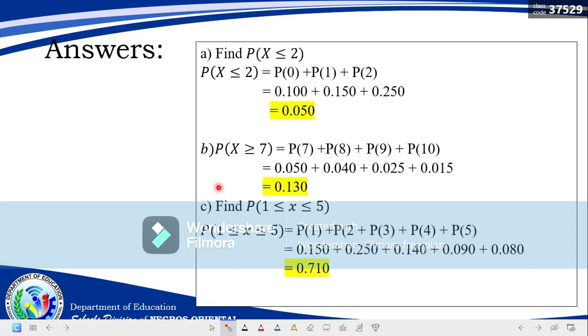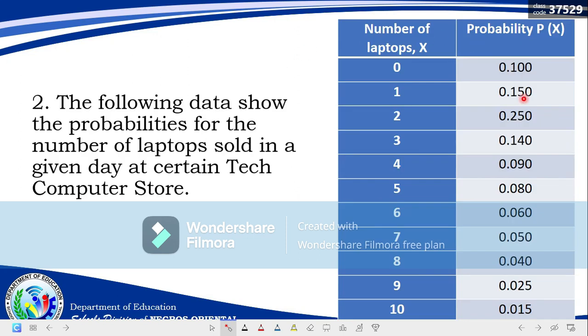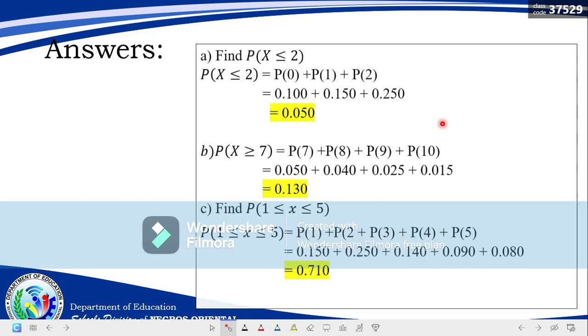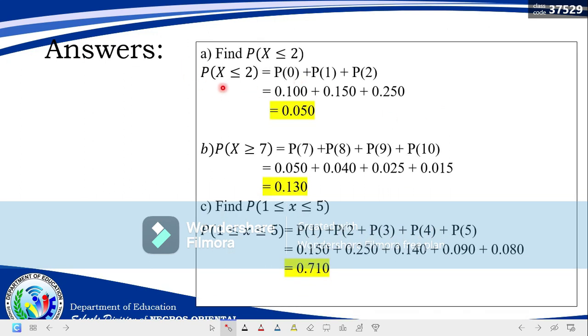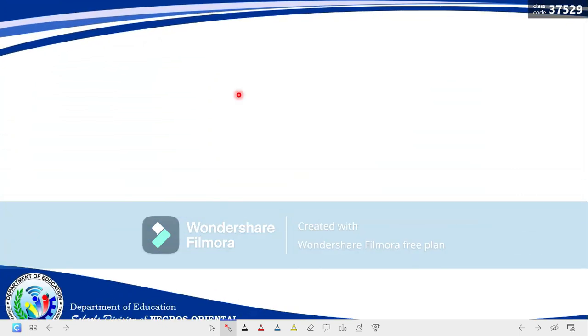So let's proceed. If we are asked to find the probability of x that is less than or equal to 2, how are we going to answer this one? We are going to go back to the table. This is our probability when x is 2, and the question was to find the probability wherein x is less than or equal to 2. So there will be 3 values, and you will have P of 0.